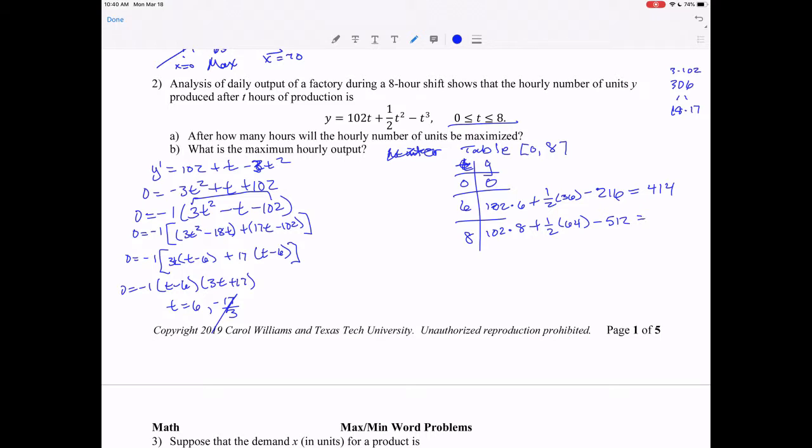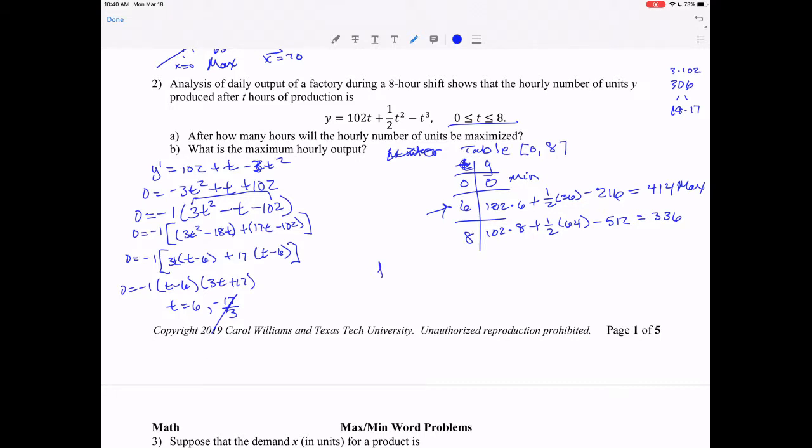And that's 336. So this is my min, and this is my max. Okay? And so what that tells us is the maximum is 6 hours, and it's 414.